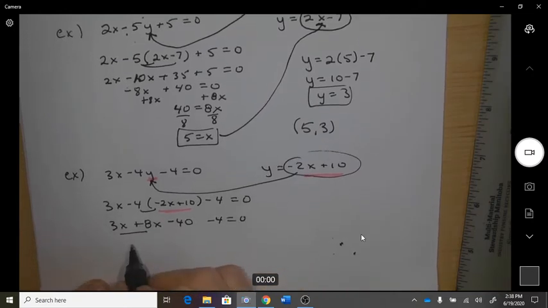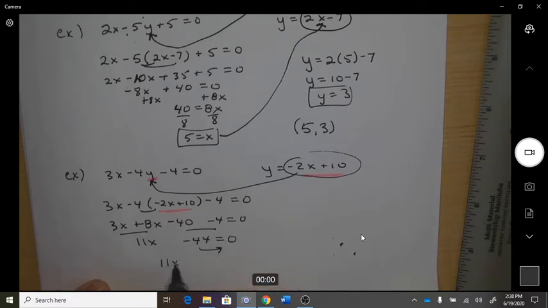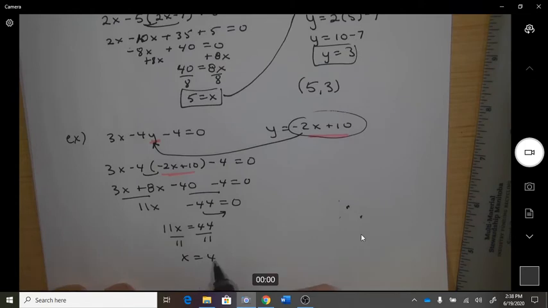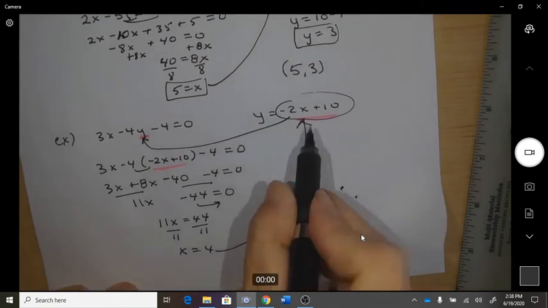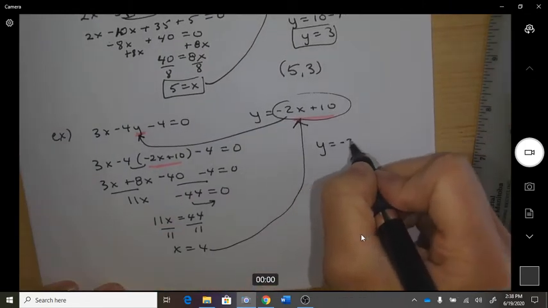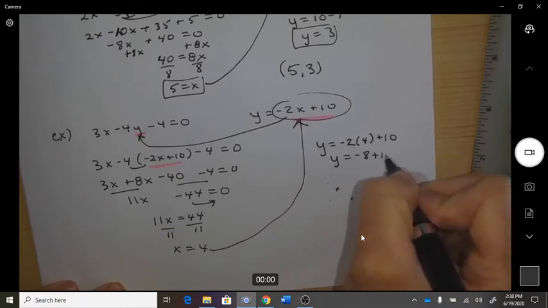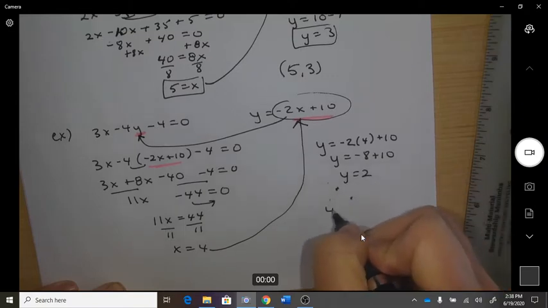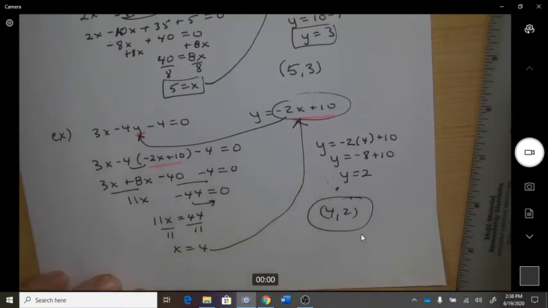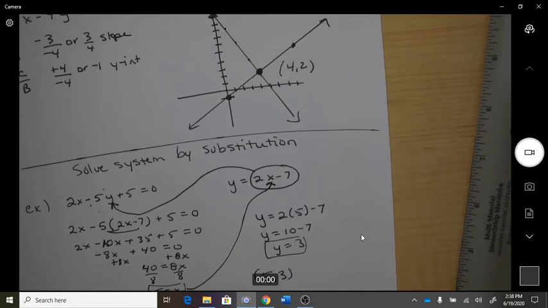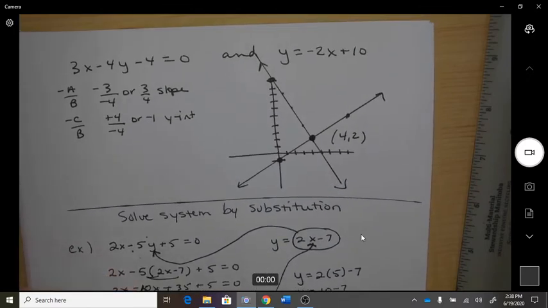Put the x's together. Put the numbers together. Moving that over. Divide by 11. And I get 4. I'm going to go here. I'm going to replace the x with 4. And I get negative 8 plus 10, which is 2. And let's check. We did get that when we graphed.